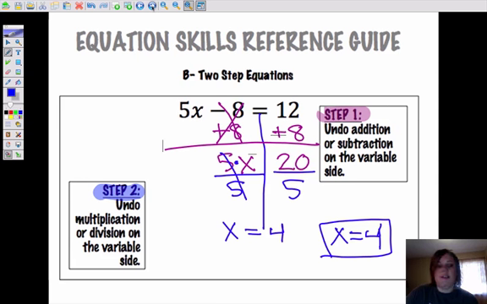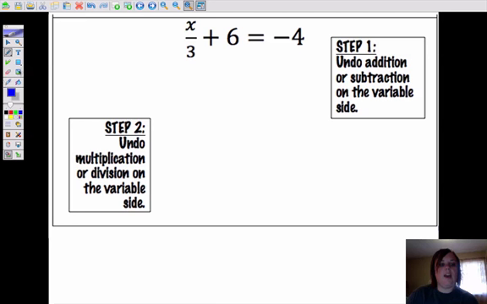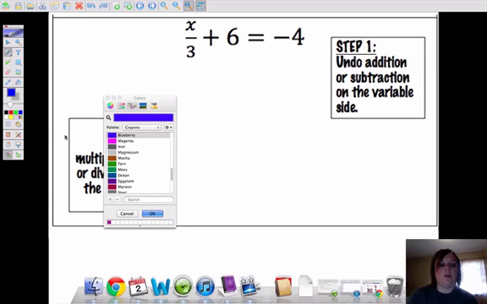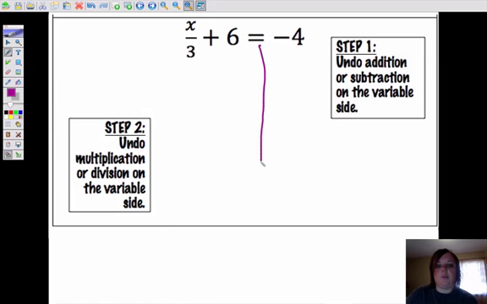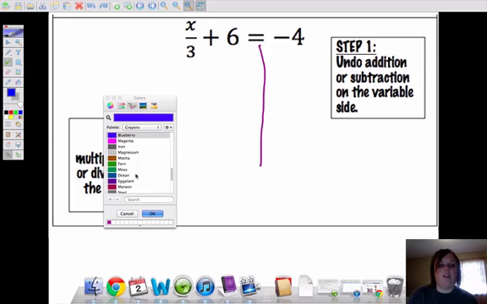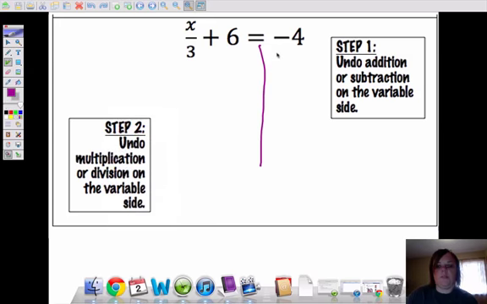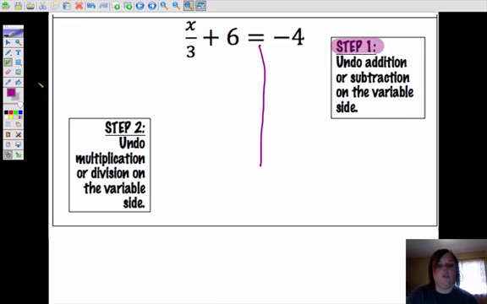Let's look at the next example. On this one, I have x divided by 3 plus 6 is equal to negative 4. So what I'm going to do is extend the equal sign, my balancing point, and then step 1 is still the same, and that's undo the addition or subtraction on the variable side. Since I have plus 6 here, to undo that, I'm going to subtract 6 from both sides.